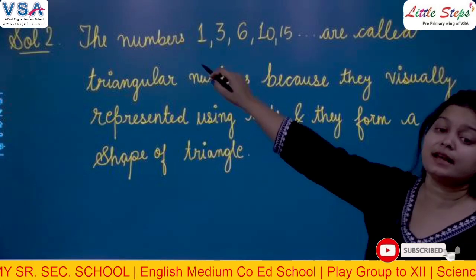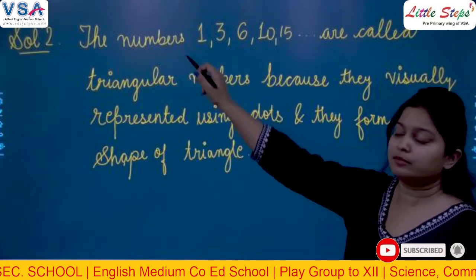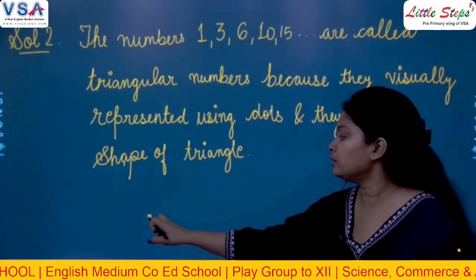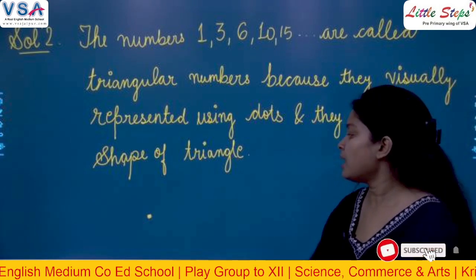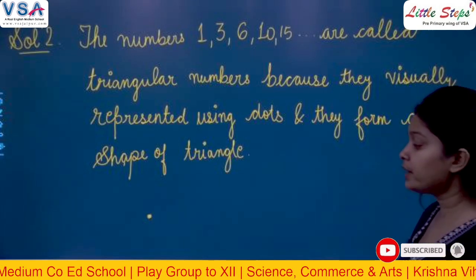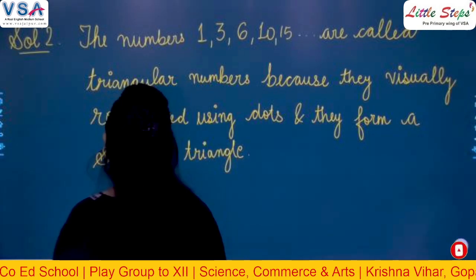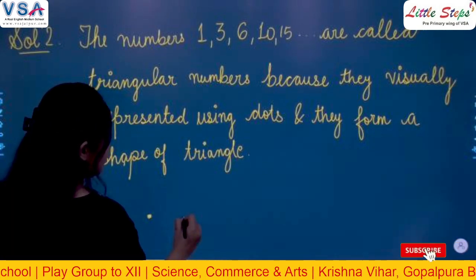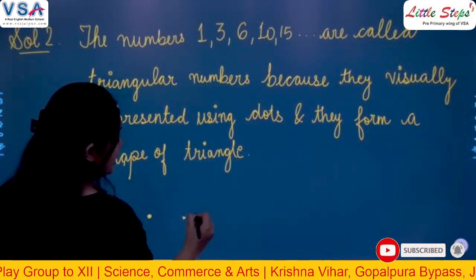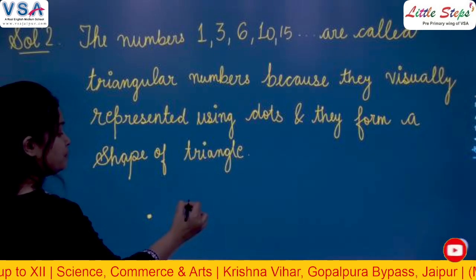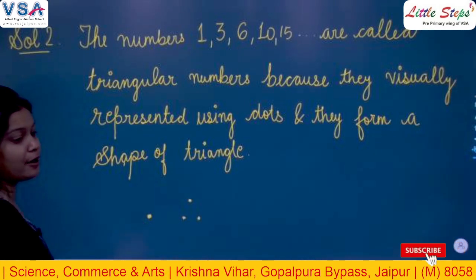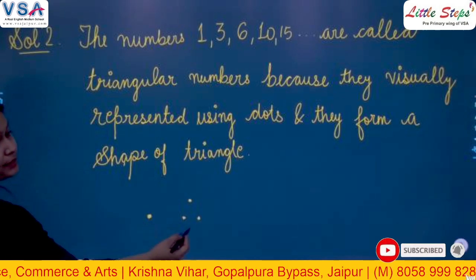What is the first number? Tell me. So we have to draw a single dot. After that, 3. After the single dot, how many dots will come? We have 2 dots. So we have to put 2 dots and make this 3. We have to put the dot just above that. Okay, this is 1 and this is 3.